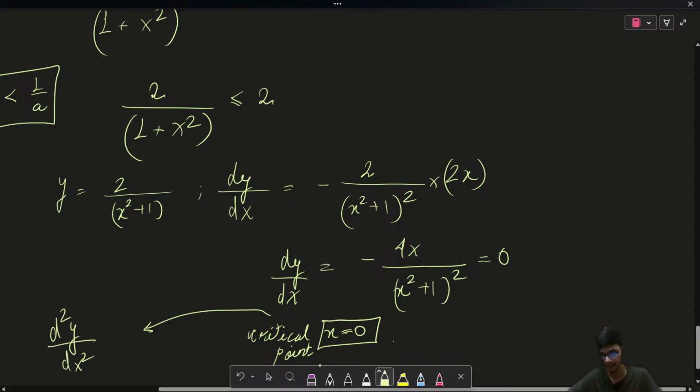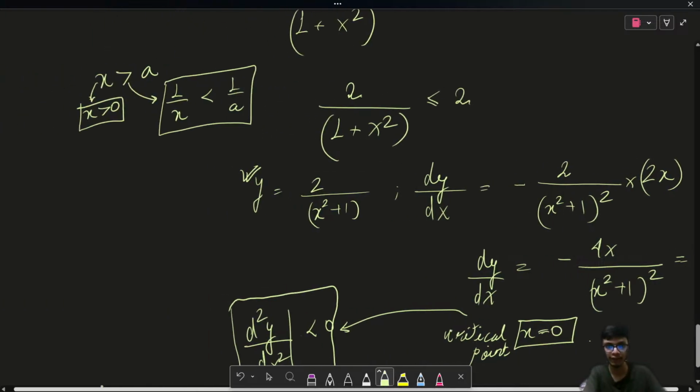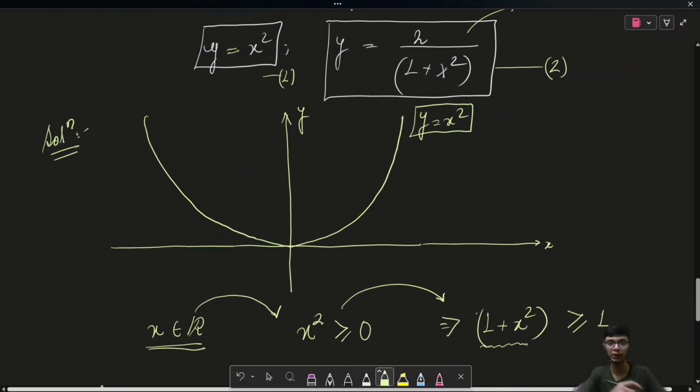So if you try to find the second derivative at x equal to 0, this will come out as negative. Right? So the second derivative at x equal to 0 is negative, and the critical point is x equal to 0. That basically means that for this graph y is equal to 2 upon 1 plus x squared, it is having a maxima at x equal to 0. Right. So if I try to plot the graph, it is definitely going to have a maxima at x equal to 0, and if you put x equal to 0, the maxima is going to be equal to 2, right?